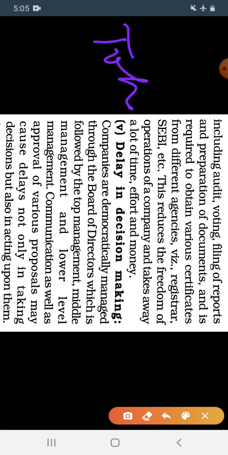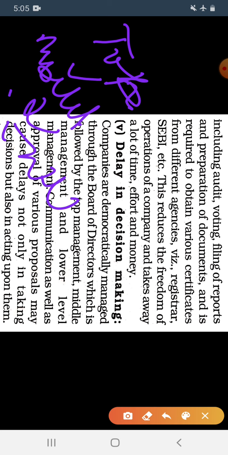What is written there: the board of directors is followed by the top management, then the middle management, which comes under the top, and the third one is lower management, which comes under the middle management. These all work under each other, so the communication as well as the approval of various proposals may cause delay, not only in taking decisions but also in acting upon them.